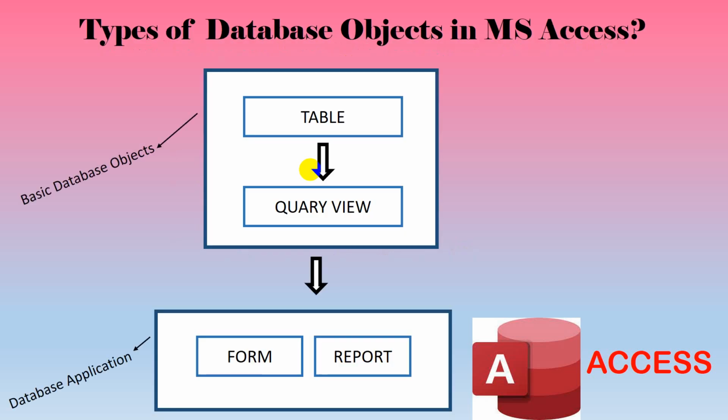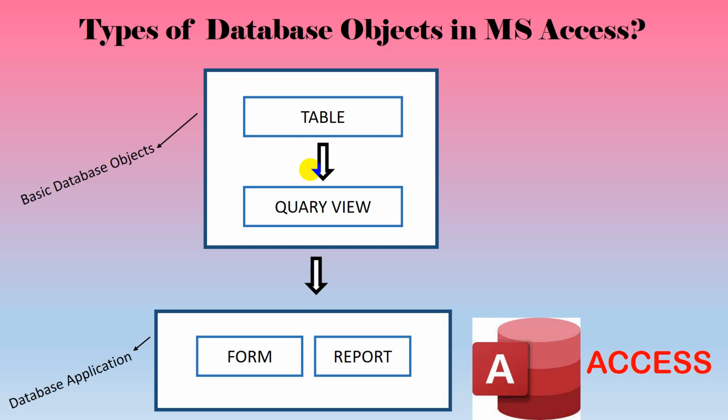Now, what are the types of database objects in Microsoft Access? We have basic database objects, and the first one is tables. Access is all about tables. The tables look like Excel, where you have rows and columns. We're going to have a similar thing in MS Access. We're going to have fields, and in that field we'll also determine the data type that we need to assign to it.